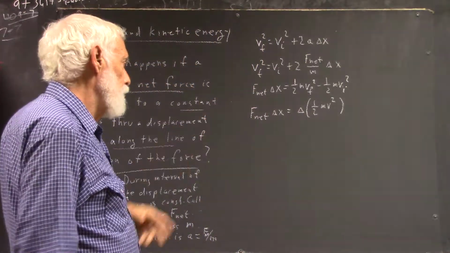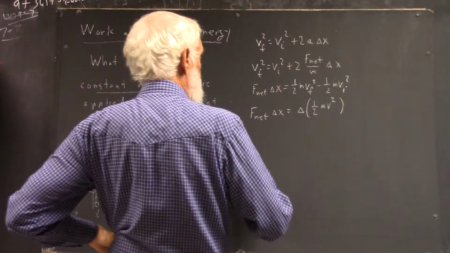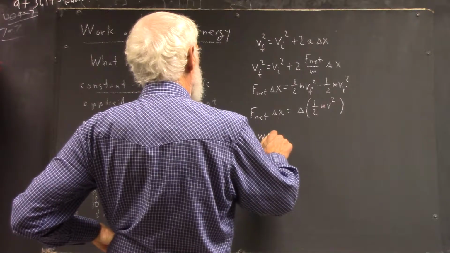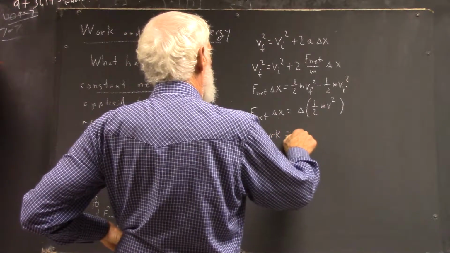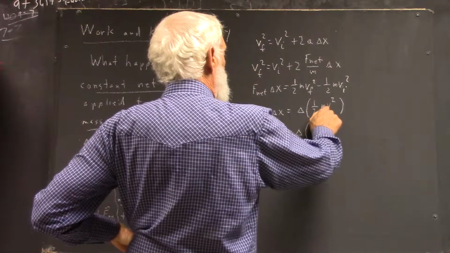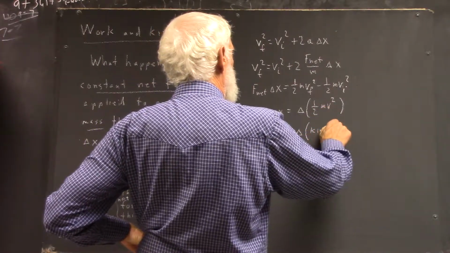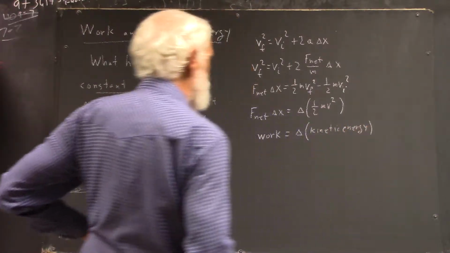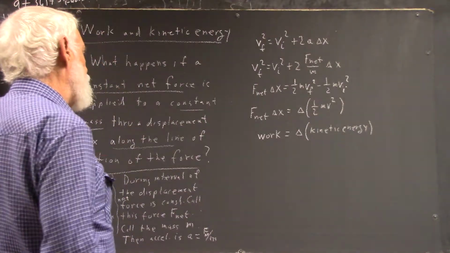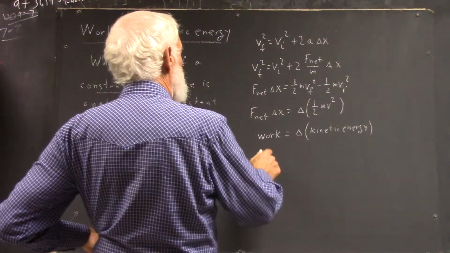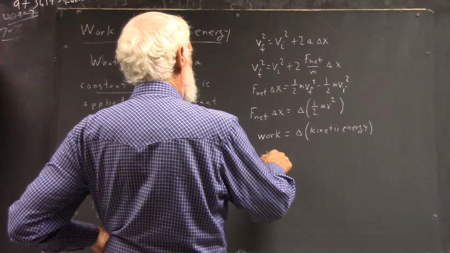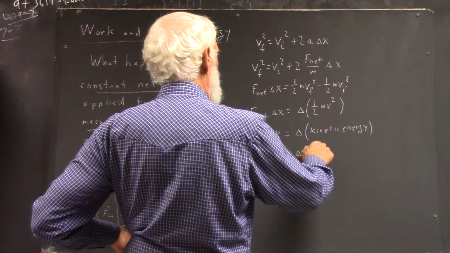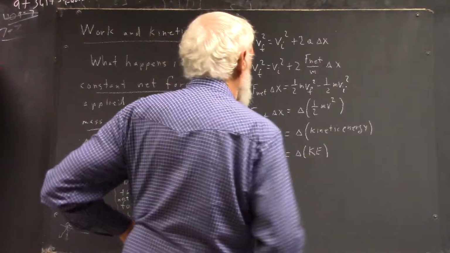But this is, okay, well, we make a definition. We say that F net delta x is work, and 1/2 mv squared is what we call kinetic energy. Okay? Now I use a delta W for the work. This is not a conventional notation. And I use KE for kinetic energy.